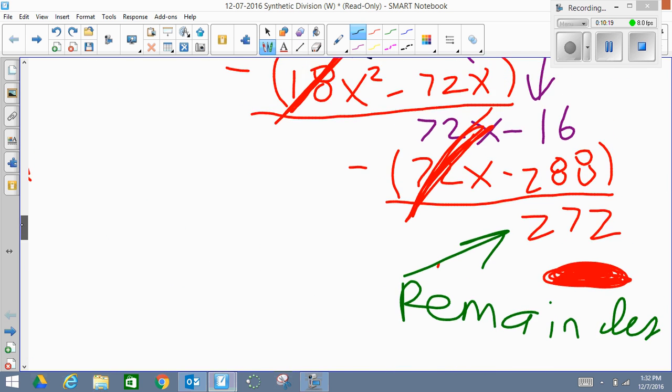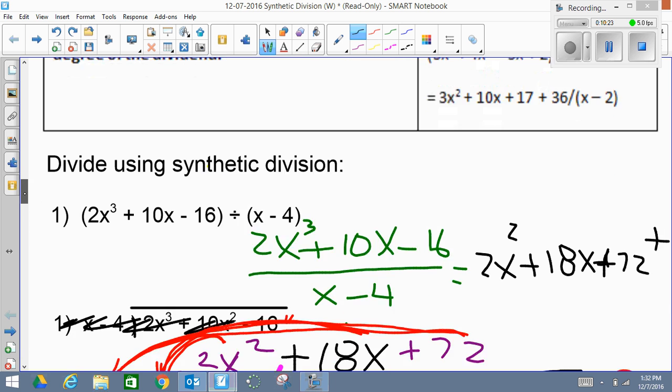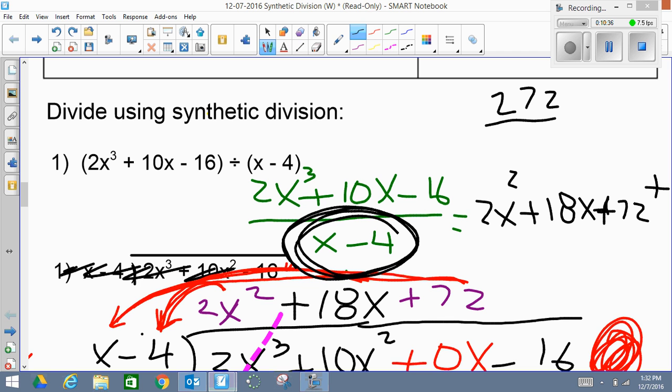The remainder was 272. So the way you write your remainder is the following. You're going to put the 272 on the top, and I will write the divisor on the bottom. 272 over whatever you're dividing by. So in that case, it's going to be over x minus 4. I'm going to write the whole answer again on the bottom, so it's clear. It's a better way, right? All done.